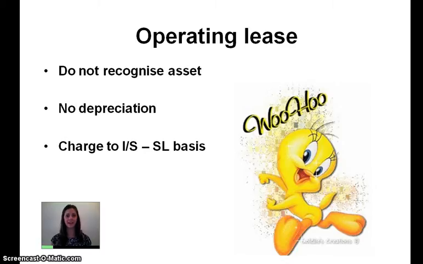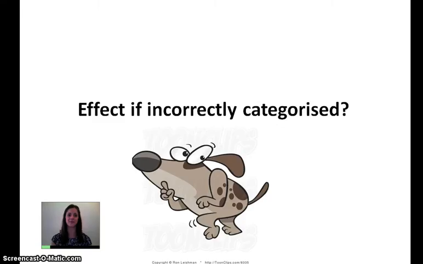So an operating lease. Basically, this is the easy one. If it is an operating lease, you don't recognise the asset, you have no depreciation, and it's just a straight charge to the income statement. So you're hoping that in the exam this one comes up. However, because the examiner is testing your knowledge, he's probably going to make it a bit more difficult and choose the finance lease category.